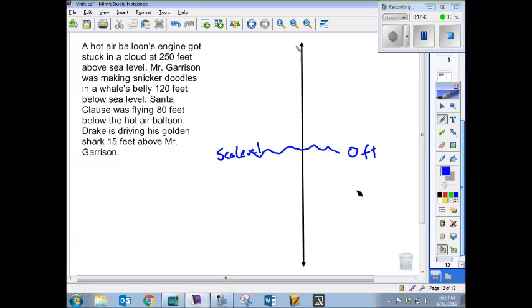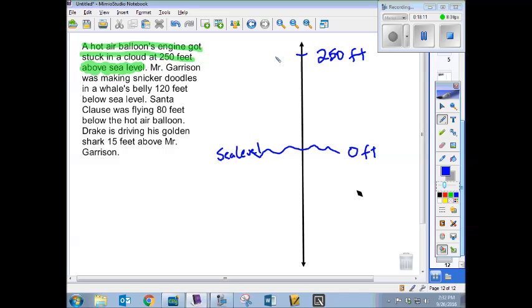Okay? It says a hot air balloon's engine got stuck in a cloud, and it was at 250 feet above the sea level. Now, if it ever just gives you the feet above sea level or below sea level, that's where it is on the number line, right? Because it's giving you above sea level. So I think everybody, from what I saw, had 250 feet on their number line. Okay, and obviously that would be our hot air balloon.